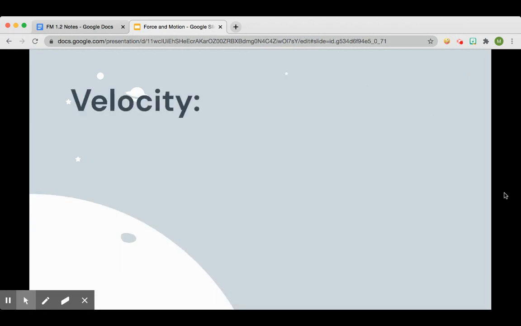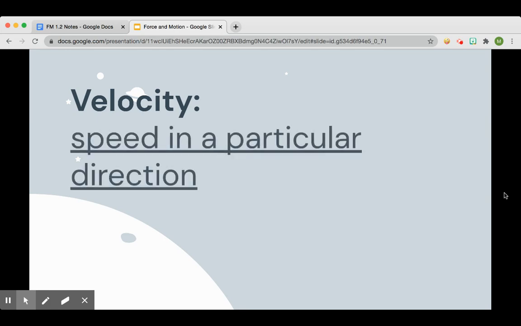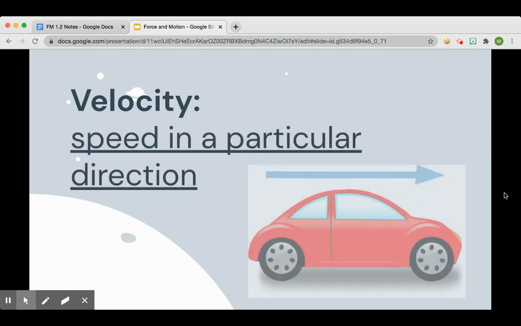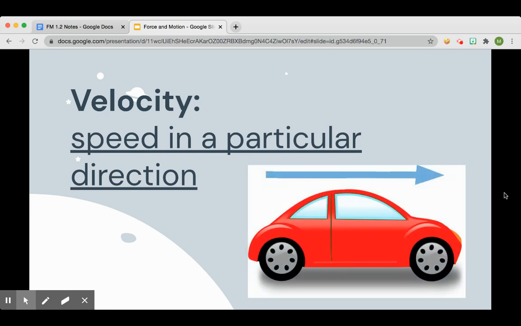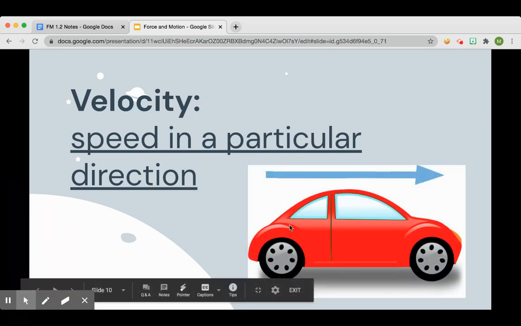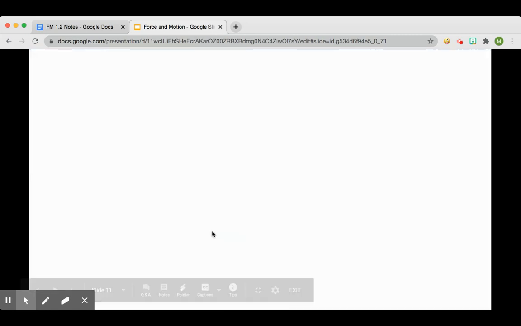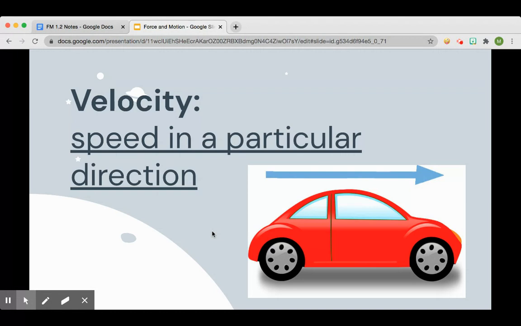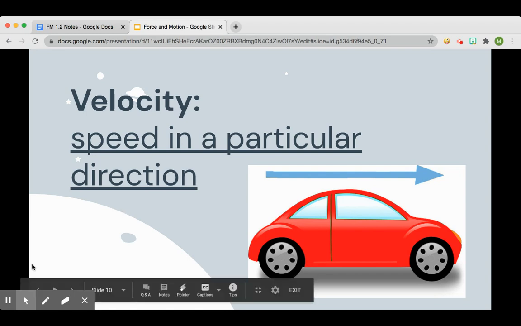Then you're going to write down the definition of velocity at the end of your paper. Velocity is the speed in a particular direction. This gives you a little bit of an example of what I'm talking about there. And that is the end of today's lesson. Just like the video said before, if you need to, you can rewind and pause the video anytime and watch parts over again. And that's the end of this video.